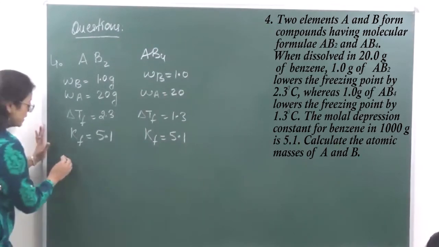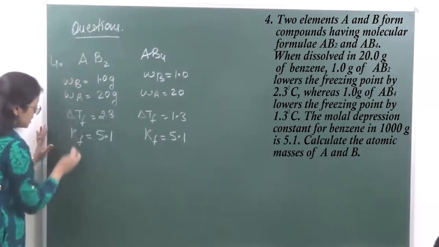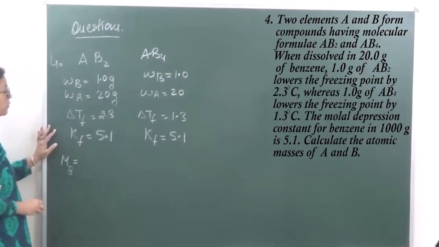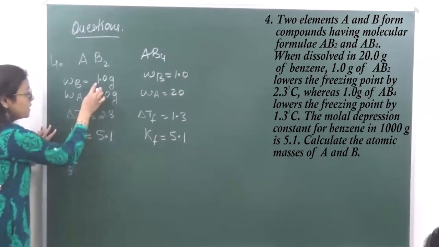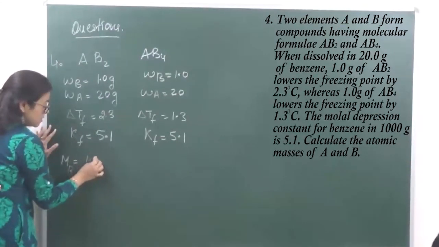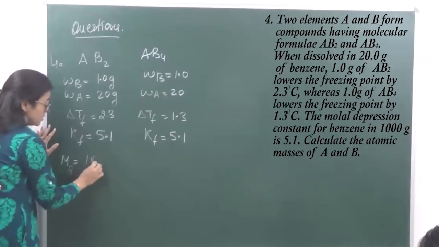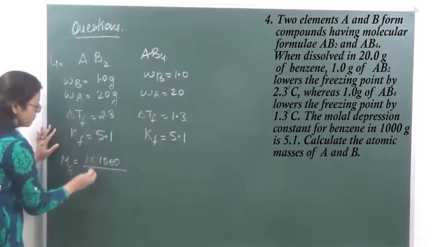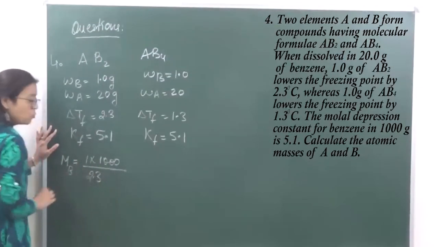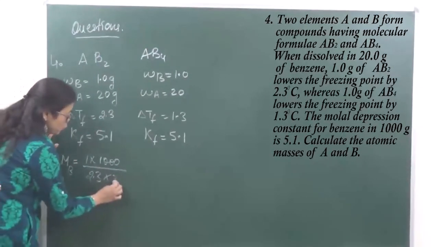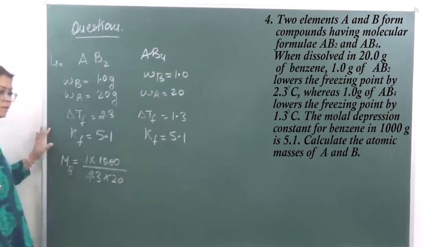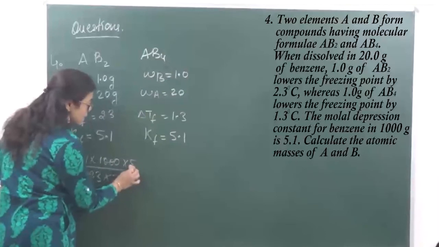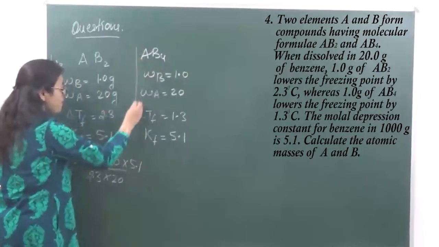When we are calculating the molar mass of AB2, the molecular mass is going to be equal to what? WB, which is 1 into 1000, upon delta TF, which is given as 2.3, into 20. And KF given to us is 5.1.